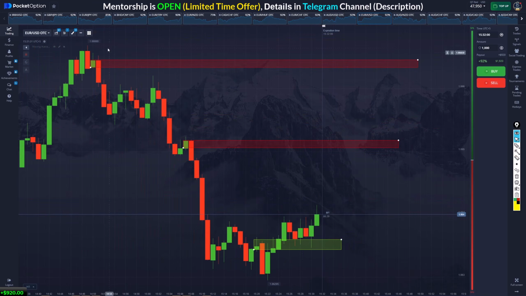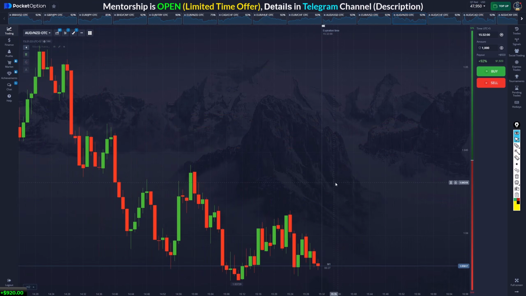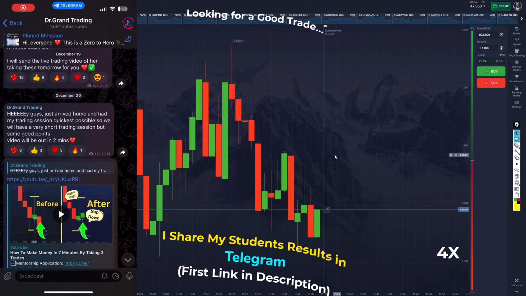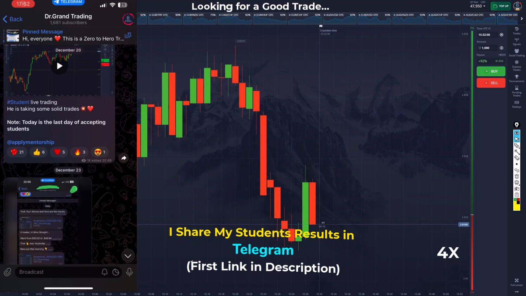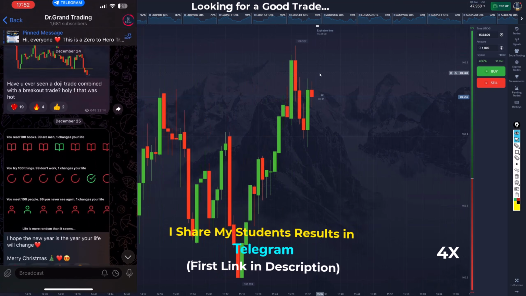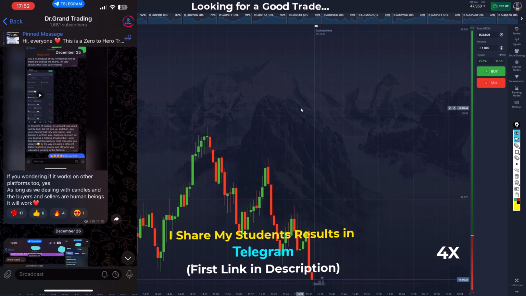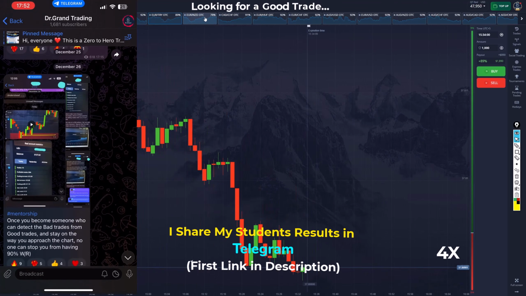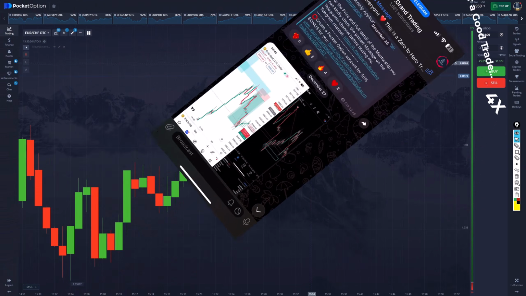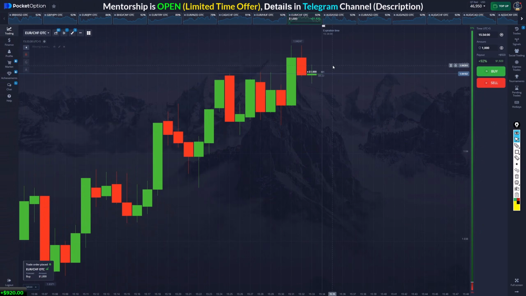It was a winning trade. Let's go to the next pair. I will try to find some good trades today. But I want to take a buy right here.